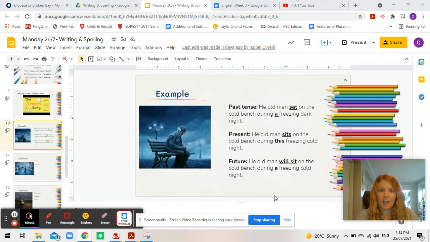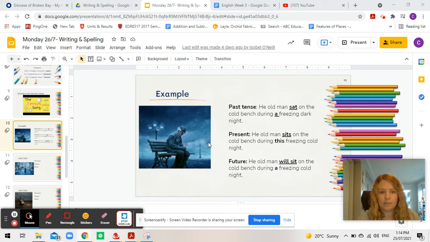So now that you know a bit more about what tense is and what verbs you need to change to make the tense past, present or future, this is what you're going to do next. We have a picture here of a man sitting on a bench. Now this is just an example. I've written the same sentence 3 times, but showing how I can change it to past, present and future tense.